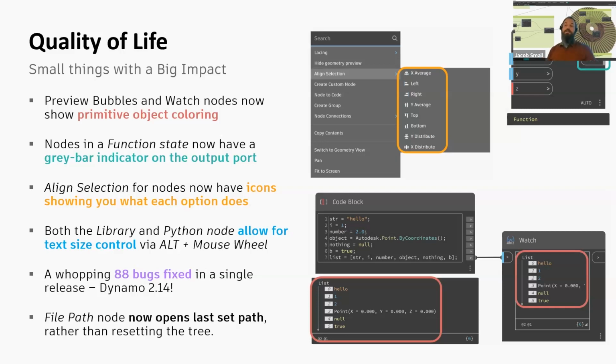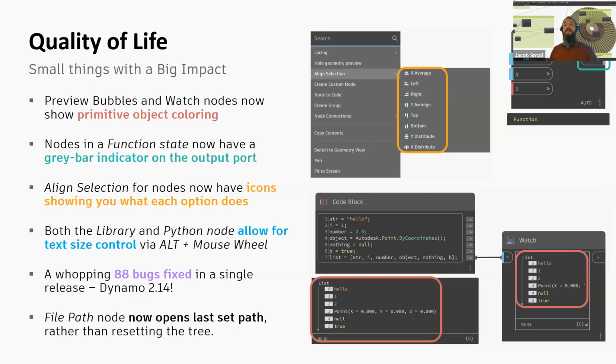The align selection nodes now have icons to let us know which is which, which I got to say, I didn't realize how impactful that was until I actually was using it, because I always use the shortcut hotkey, and every time I'm like, wait, do I want distribute X, left, right? And now seeing it there, super useful, because when I get confused on which one I want, it's just ready to go.